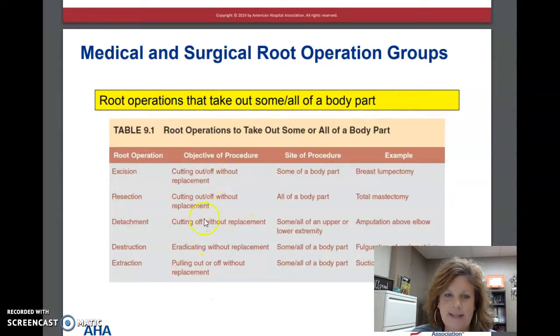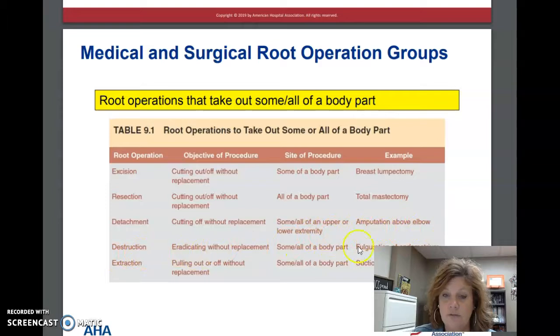I like these little examples. So if I have a root example of excision, it says cutting out or off without replacement, okay? Excision and resection are pretty darn close. The only difference is excision is some, where resection's all, okay? Example, a breast lumpectomy versus a total mastectomy, they take the whole breast off. Detachment, cutting off without replacement, okay? Some or all of the upper extremity. Amputation above the elbow.